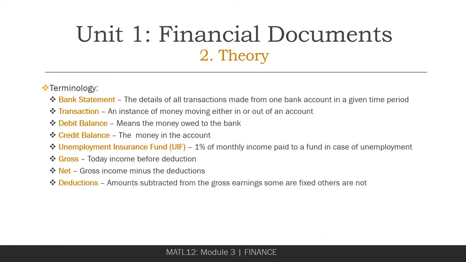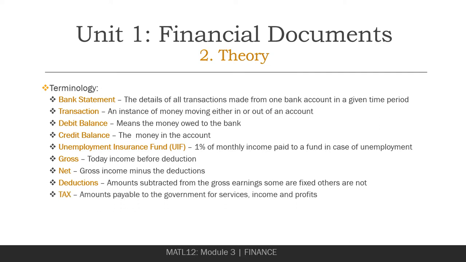Then deductions, it's all the payables that you're supposed to pay. So these include medical aid, tax, contributions. What's this other one that I'm forgetting? Yeah, pension fund. So those are all deductions. So these are amounts subtracted from the gross earnings. Some are fixed, others are not.